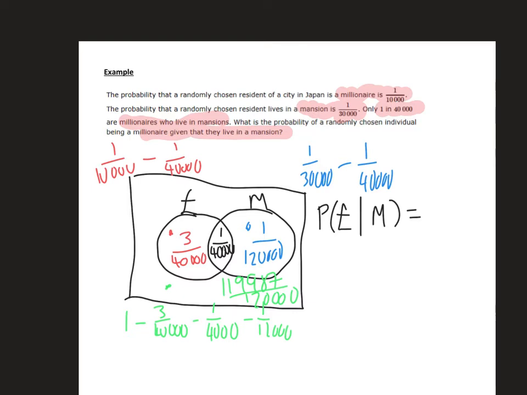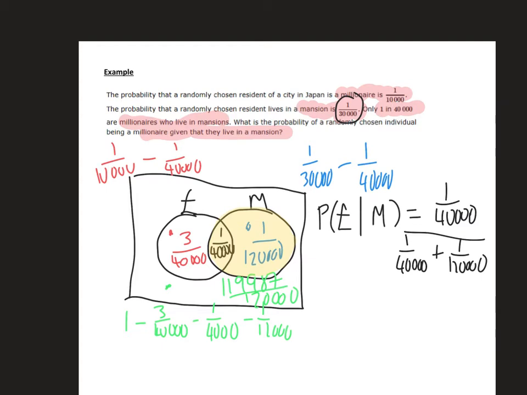So if I go to my Venn diagram, I'm only looking at this mansion circle here. Straight away at the bottom of the fraction, I'm going to have my fractions. I know what these two add together to, because the question tells me a mansion is 1 over 30,000. I'm just writing these as 2 fractions to emphasize that it's one of these numbers that's going to be on the top. And out of that yellow circle I'm looking at, what includes the millionaires is the 1 over 40,000.